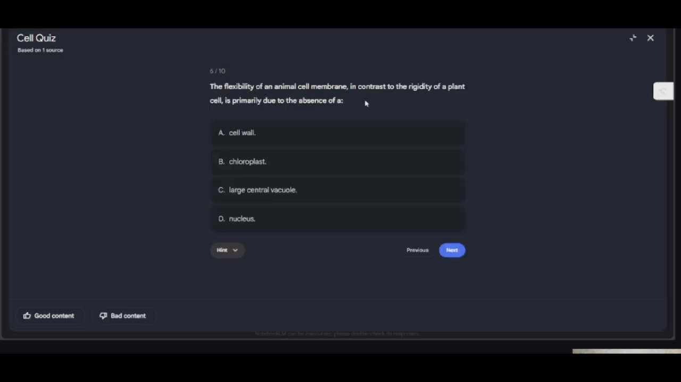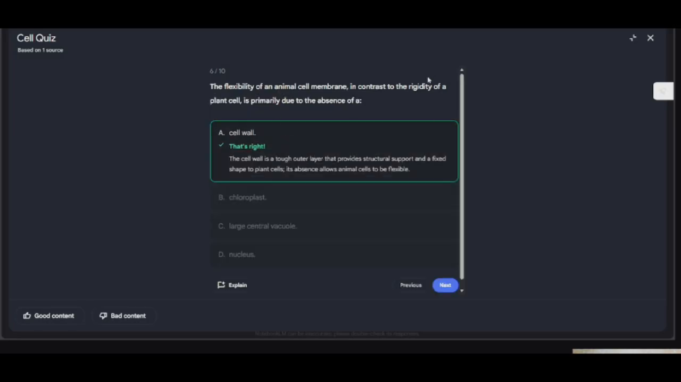The flexibility of an animal cell, in contrast to the rigidity of a plant cell, is primarily due to the absence of which cell part: cell wall, chloroplast, large central vacuole, or nucleus? Due to the absence of the cell wall. The cell wall provides strength and rigidity to the cell.